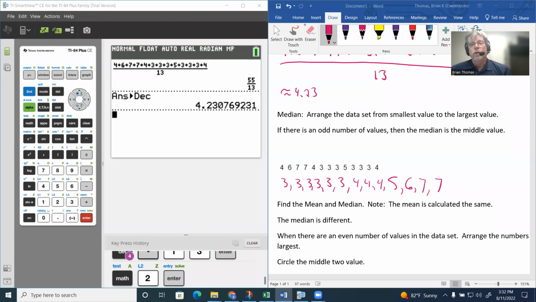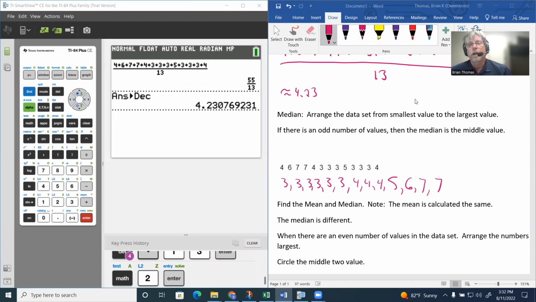So if I put these in order, notice that there's 1, 2, 3, 4, 5, 6 3s. So I have 6 3s. Then 1, 2, 3 4s. I see 1 5, 1 6, and 2 7s. So I have that going on here. So there are 13 values here.